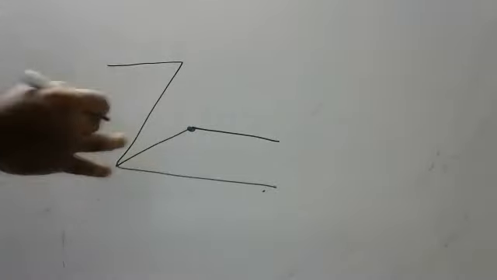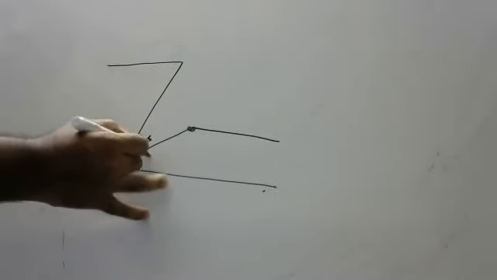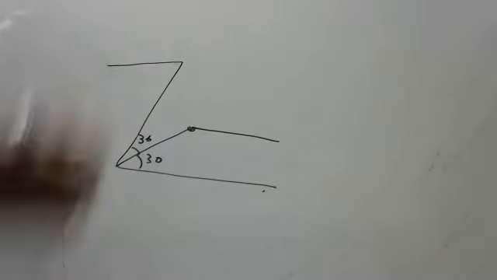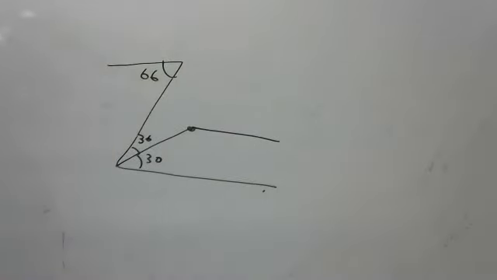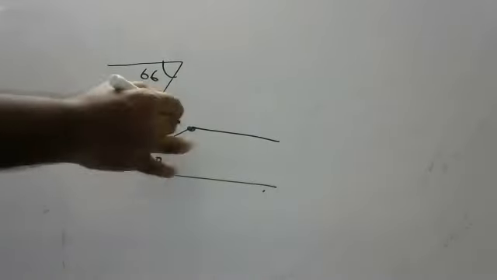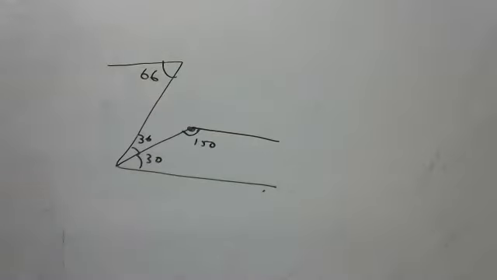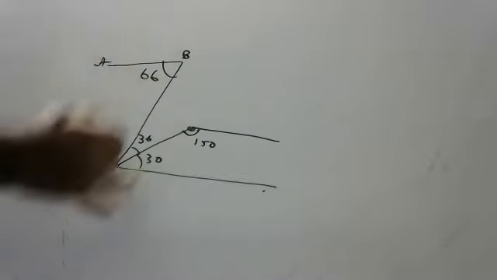Okay, children. This is given as 36. This is given as 30. This is given as 66. And this is given as 150. What is the question, children? Show that AB is parallel to EF. This is A, B, C, D.